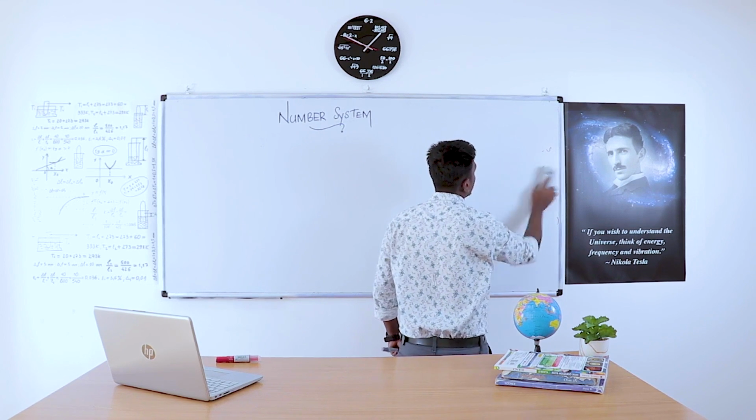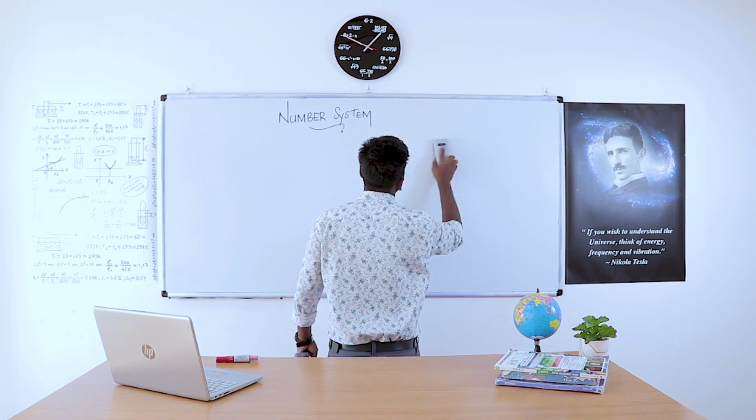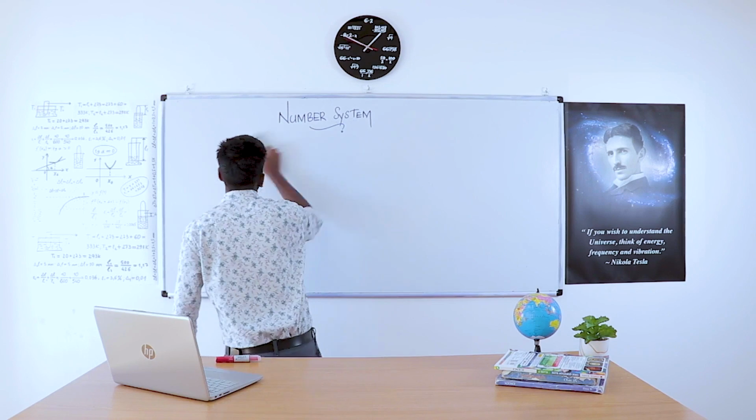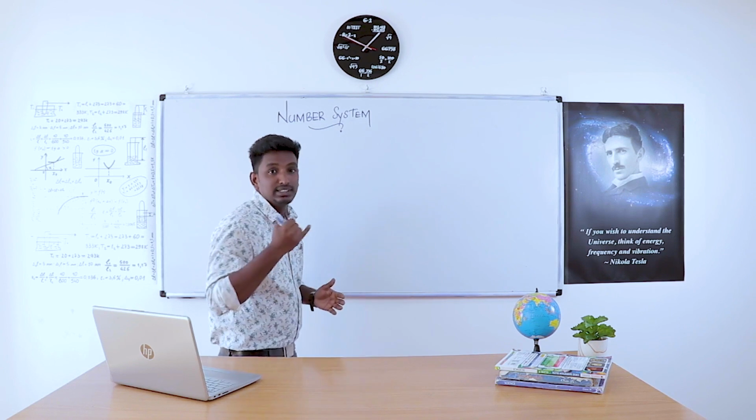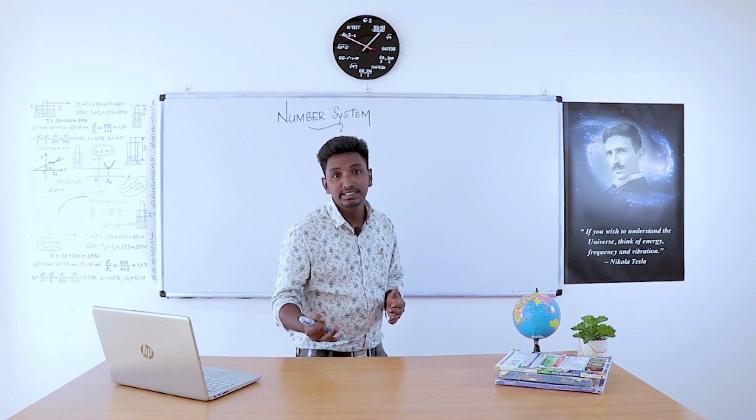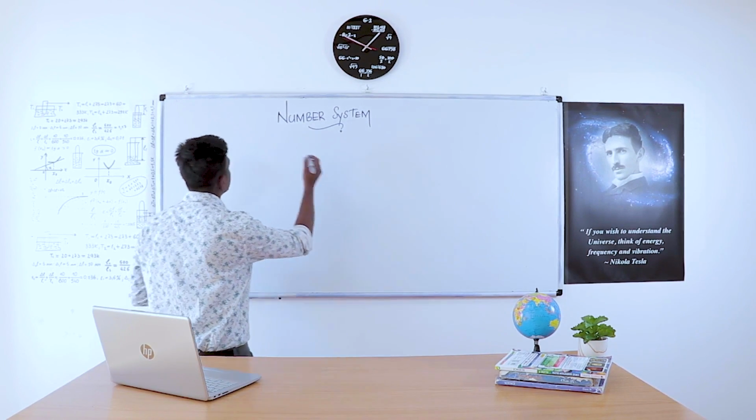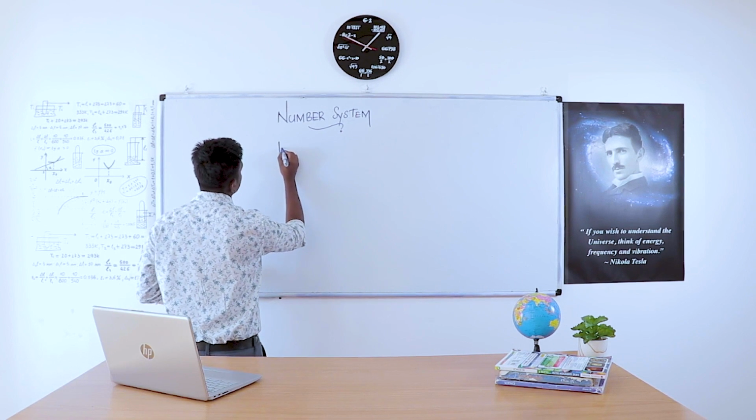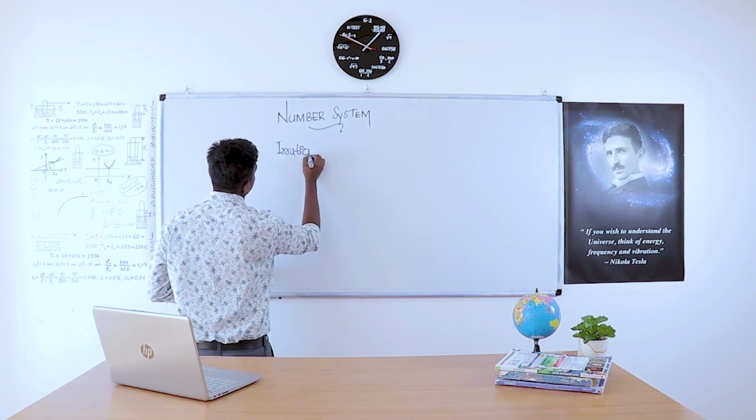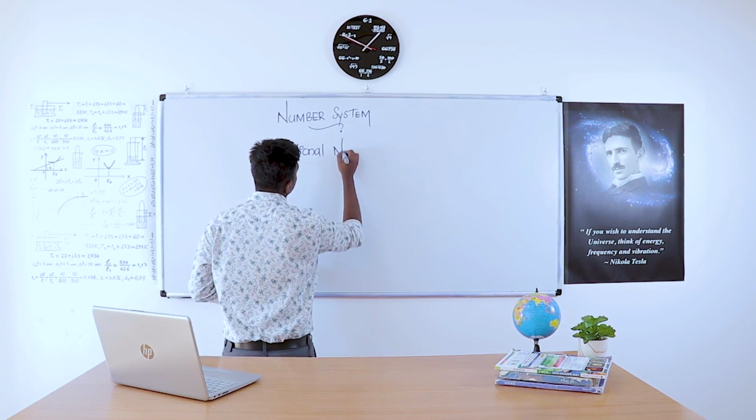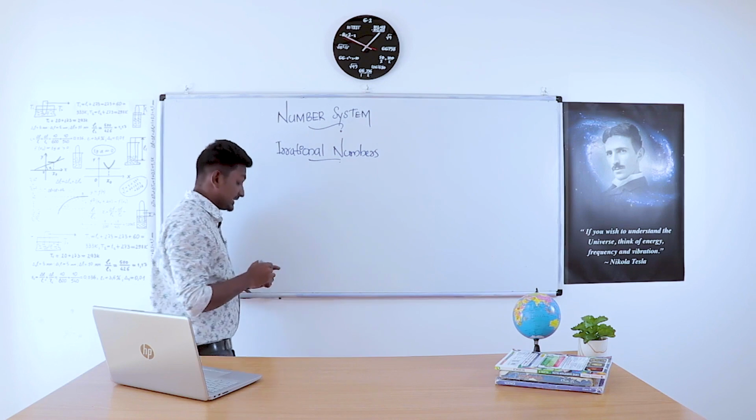Natural numbers, whole numbers, integers, and rational numbers, and how to find rational numbers between two given numbers. Okay. Now we already discussed natural numbers, integers, whole numbers, and rational numbers. Now we have another set of classification called irrational numbers. What do you mean by irrational numbers?